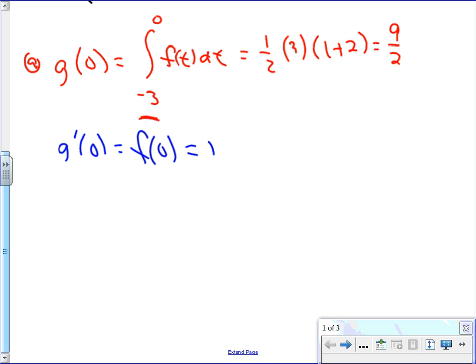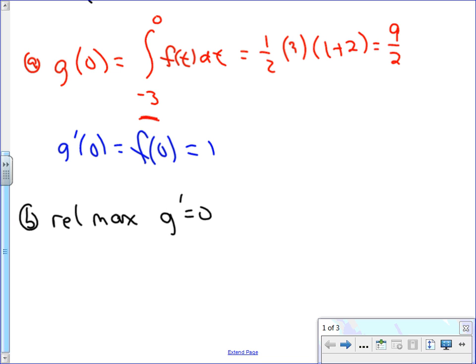All right, question B. B says, find the values of x in the open interval for which G attains a relative max. Now, you're going to be asked to find a relative max more than one time on this exam. Okay? You need to write down what you're looking for before you go look for it. Okay? What do you need to do for a relative max?